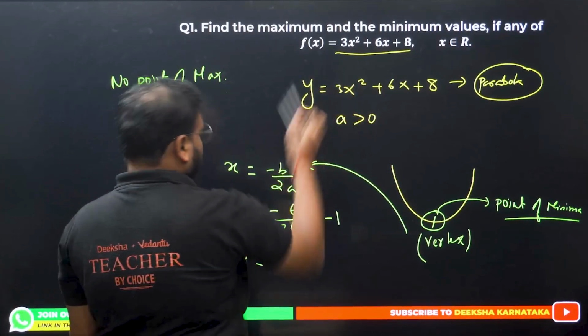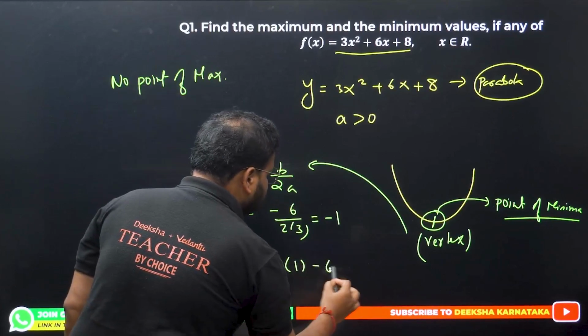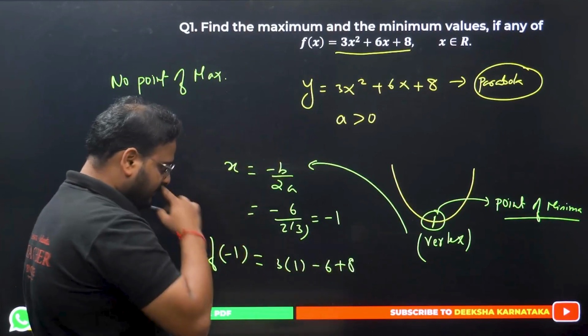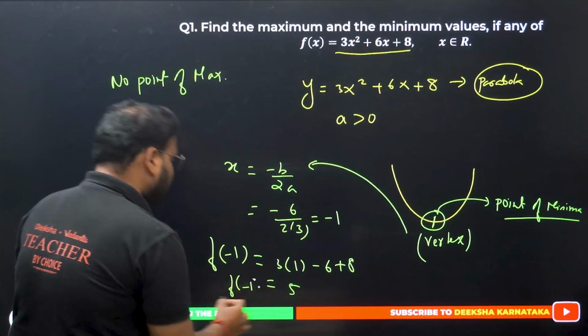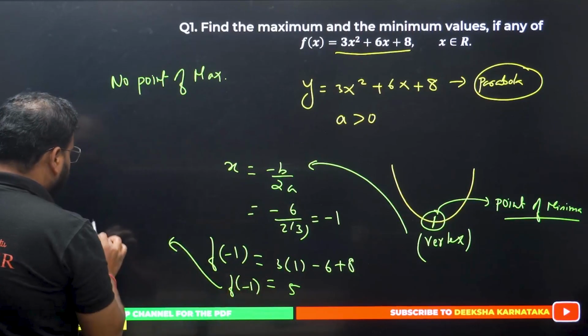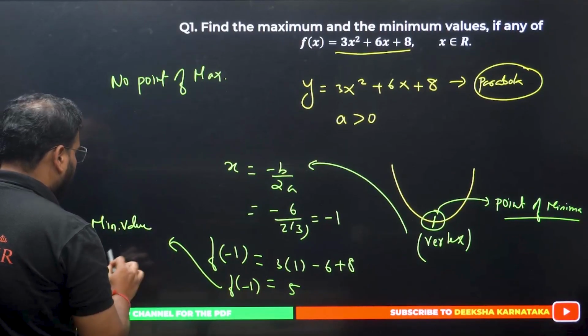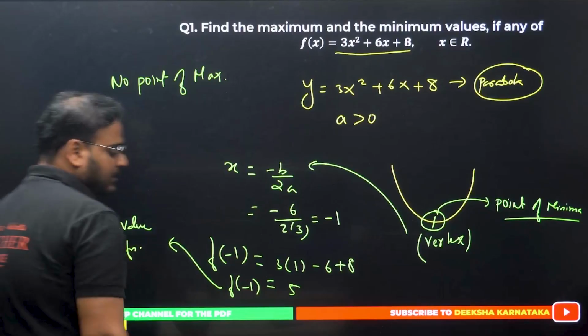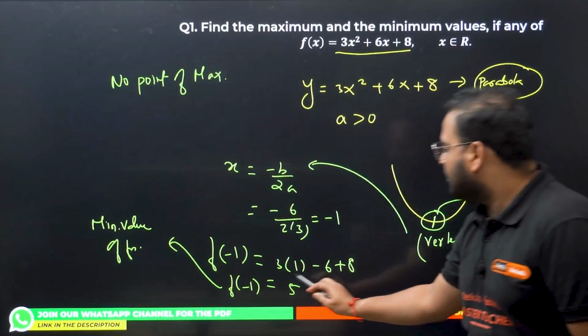This will become 3 times 1, 6 times this will become minus 6, plus 8. The answer is 8 plus 3 is 11, minus 6, so 5. This is my value of f of minus 1, which is nothing but the minimum value of the function. There is no maxima, only minima is there, and the minimum value is 5.